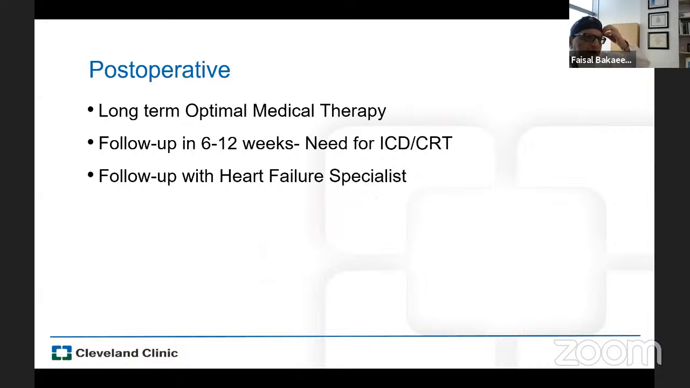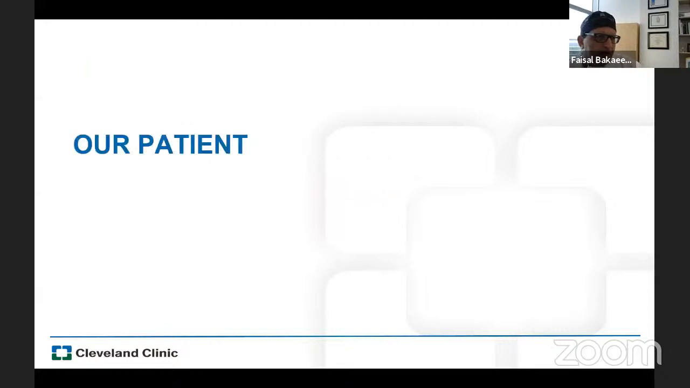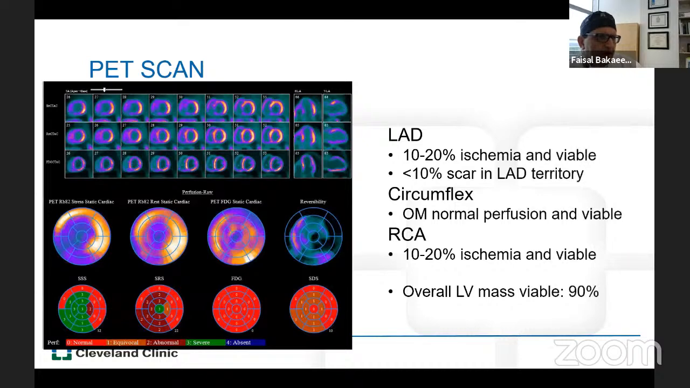Well, postoperatively, they're going to have to be on optimal medical therapy. We evaluate them at 6 to 12 weeks to see if they need an ICD or a CRT. There's a heart failure specialist involved from the beginning. And we go back to our patient. What did we do? Well, we did a PET scan that showed viability.